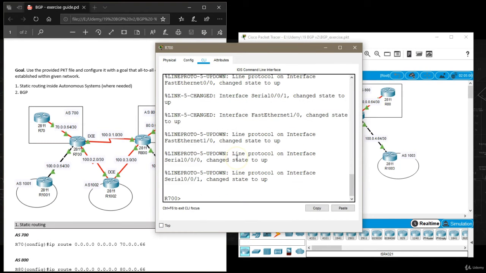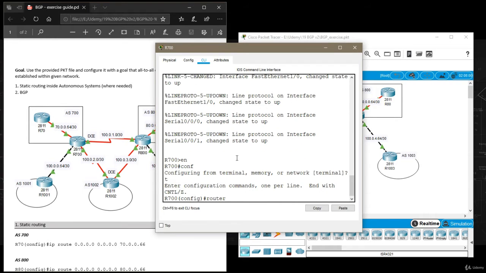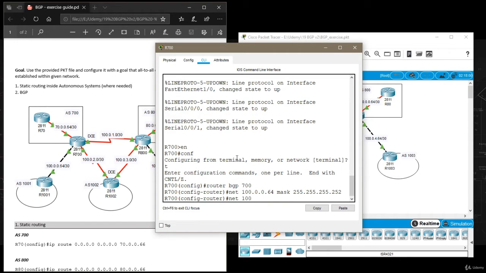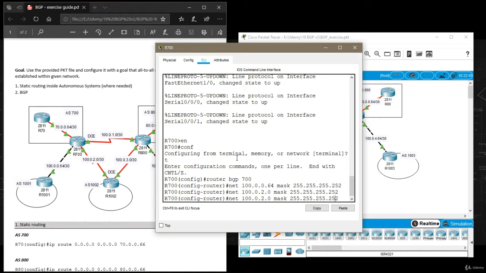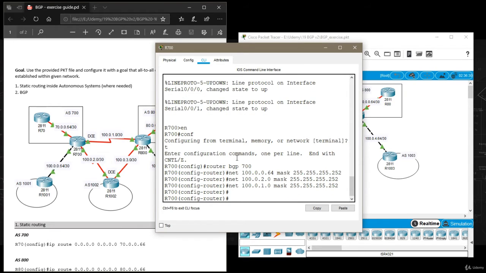On router 700, we want to say enable, configure terminal, and then router bgp 700. Let's start listing the networks. Network 100.0.0.64, mask 255.255.255.252. Next is 100.0.2.0 with mask 255.255.255.252. And then 100.0.1.0/30.